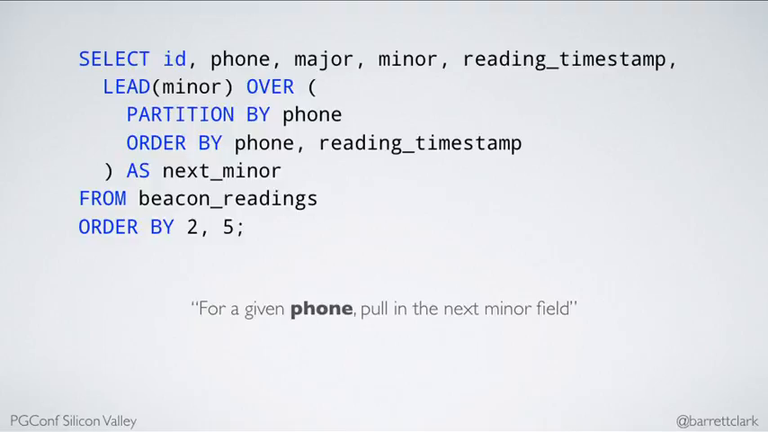So it would be a room or an area of a building, or maybe an airport gate, or the counter at a department store, or something like that. So we're going to see for a given phone, pull in that next minor, because we want to see what changed. When did they change from one area to another?